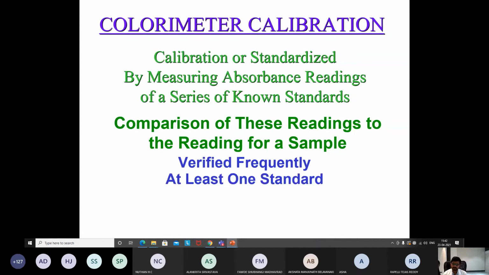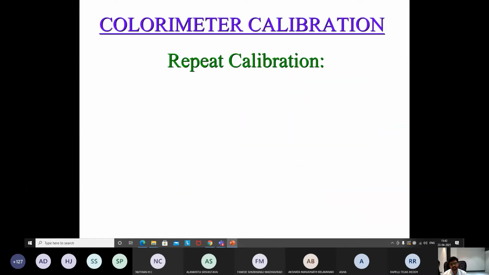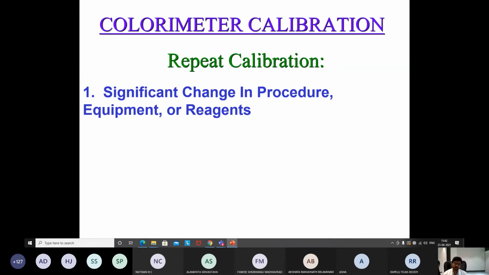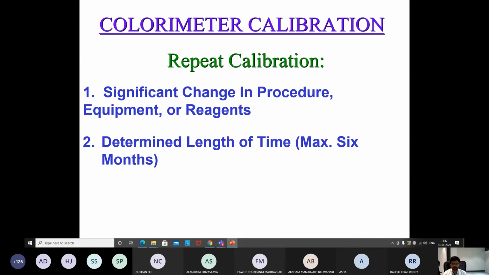So we should verify this more frequently. At least one standard we should check, and it should be in the acceptable range. Whenever you analyze samples, you should also analyze some standards to know the instrument functionality. We have to repeat the calibration after a significant change in procedure, equipment or reagents. So every time you change your reagents, or your equipment might have changed, at that time you have to calibrate your instruments.